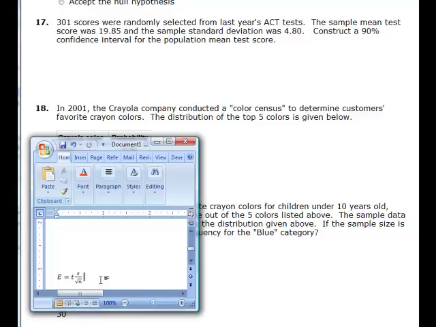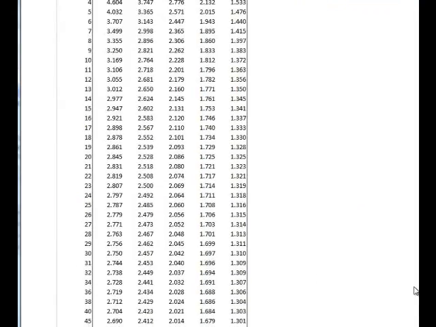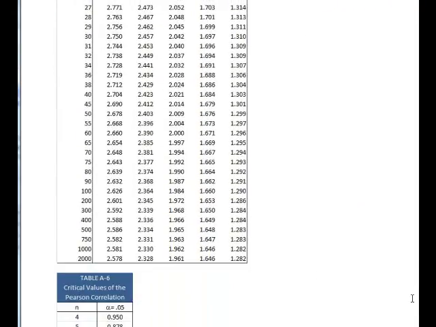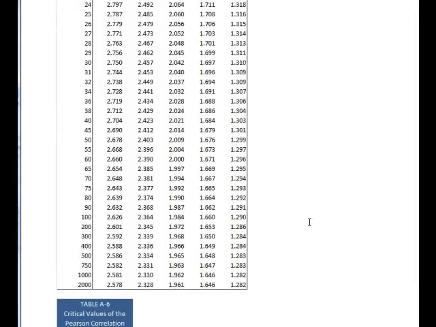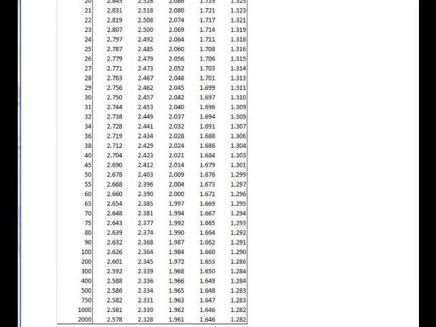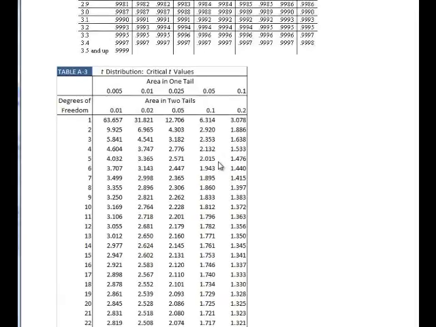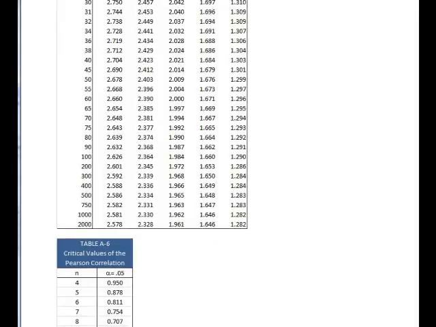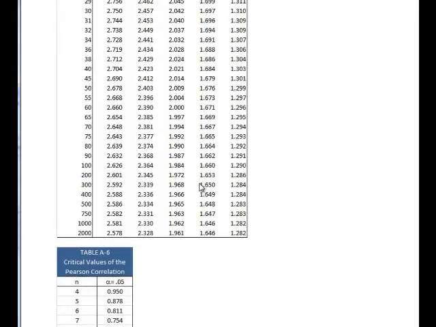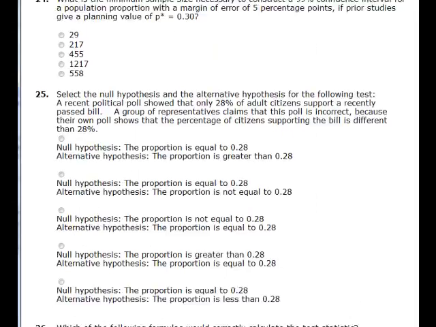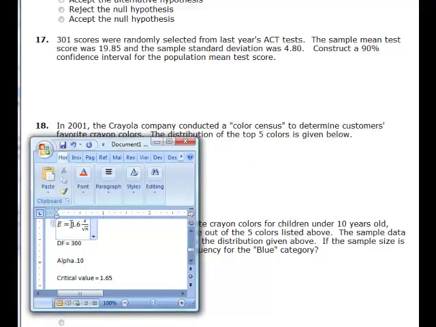Our degrees of freedom would be 300, and the alpha is going to be 0.10. If we go down to our t-table down here, we've got 300, and remember we're looking under area in two tails. So here's the 0.10 is the second column from the right. That gives us a critical value of 1.65. So that means we can go back and put in 1.65 for the t.